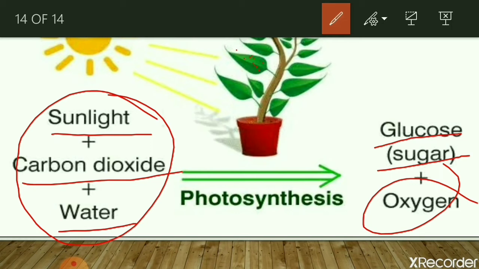is given out into the environment with the help of stomata, which I have already told you are the small openings or small pores present on the surface of the leaf. Through these small pores, that are called stomata, plants give out the oxygen that is produced in the process of photosynthesis, and we take in that oxygen for breathing.